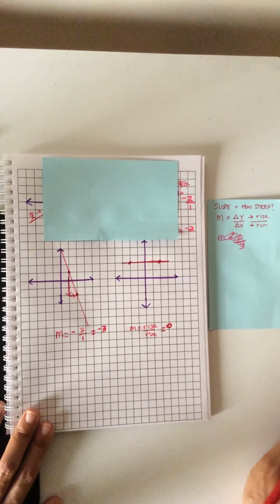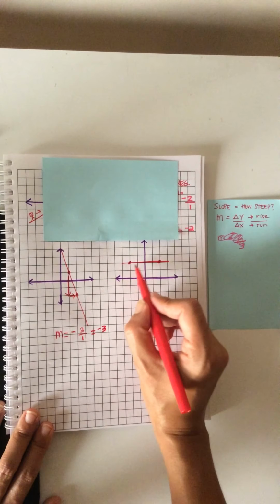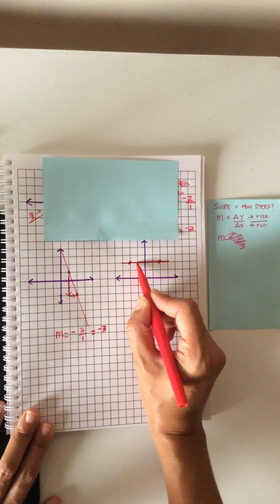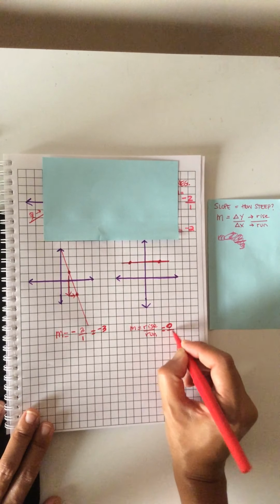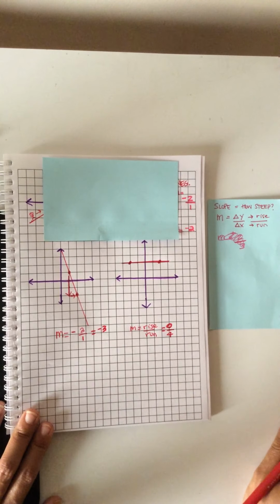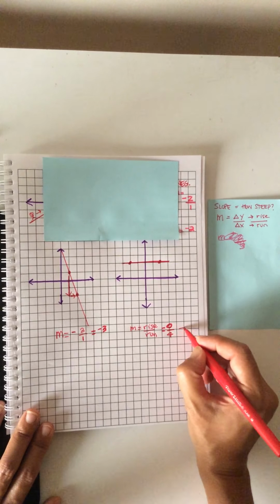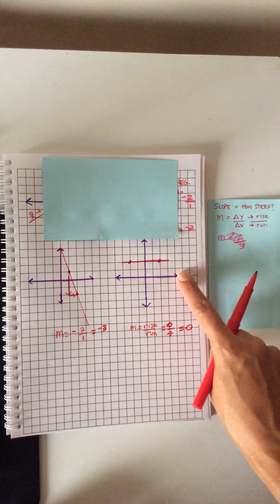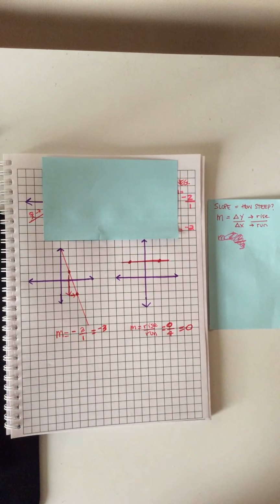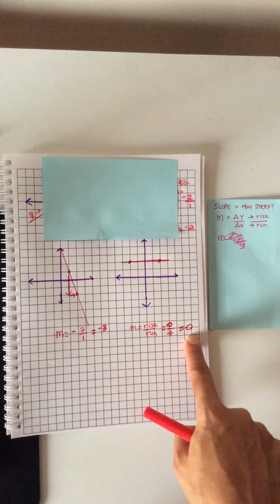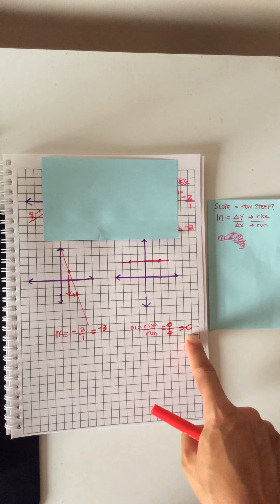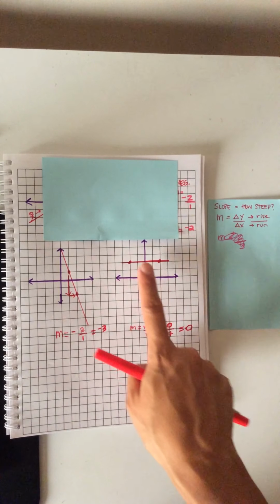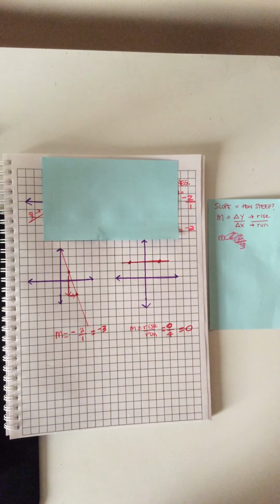So it doesn't jump up or down. But my run, my x, I have to jump over 1, 2, 3, 4 spots. But guess what? That doesn't matter because 0 over 4 is the same as 0. This line has no slope. It's not steep. There's no steepness, so you can't describe the steepness of a flat line. The slope of a flat line is 0 because it's not steep at all. So that's just something you want to remember, is that if it's a flat line, the slope is 0.